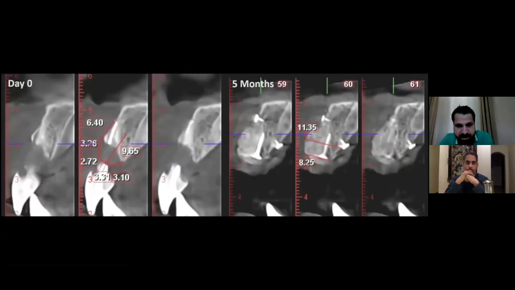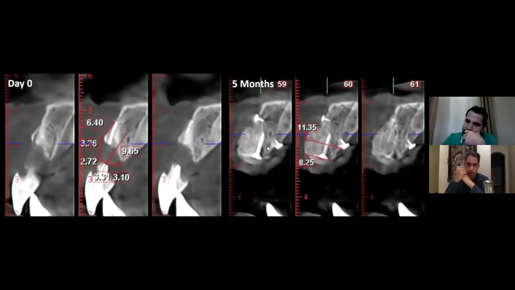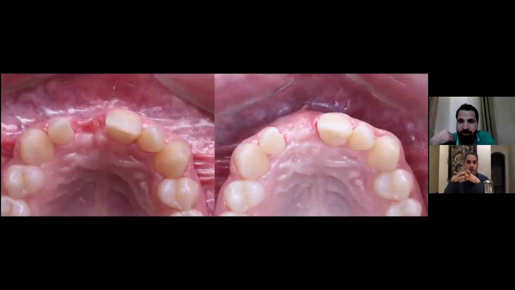This is the CBCT after. This is my tenting pole. This is the bone that I gained, almost 8.25. 8 millimeter is more than enough to place an implant and leave 2 millimeter buccal and 2 millimeter palatal.